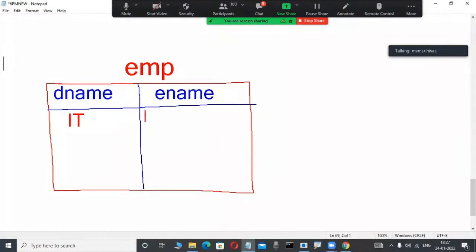In this department, 3 employees are working. Slowly observe here, very interesting. Smith is an employee. For example, I am giving Smith as an employee, comma, Allen is an employee, comma, Ward is an employee. I am representing that 3 employees are working in this IT department. That's why I am representing the data in this format. IT is a department, and in that department Smith, Allen and Ward are working.